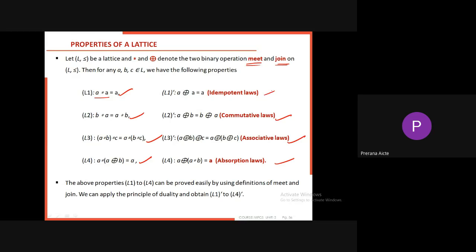The same thing we can apply on the join operation. a join a equals a; a join b equals b join a; (a join b) join c equals a join (b join c). And a join (a meet b) equals a. So this is the absorption law. These are the important properties that we can consider with respect to a lattice.